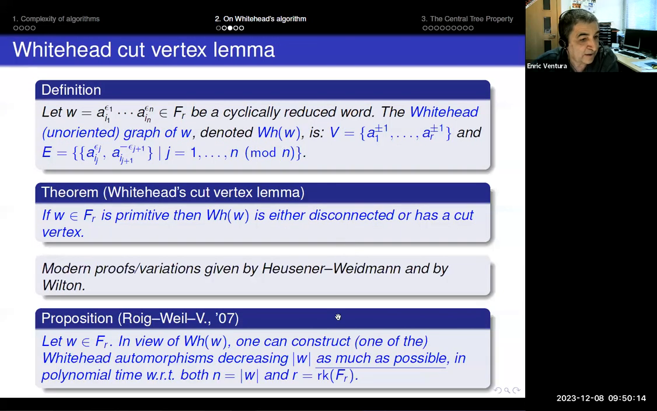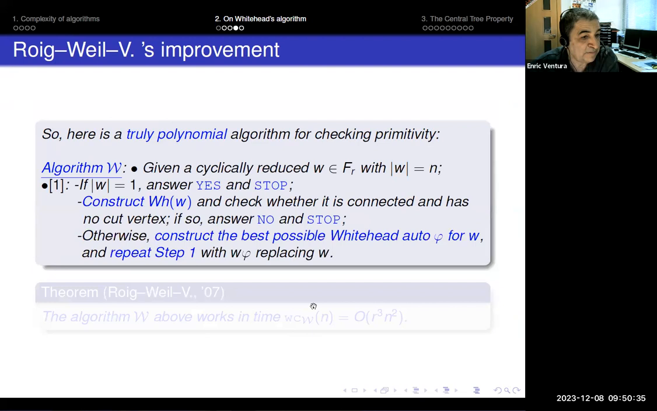So here, playing with the classical max-flow min-cut algorithm on the Whitehead graph, we can cook the best possible Whitehead automorphism for our word in polynomial time, really in terms of n and r. Okay, and then this improves the classical Whitehead algorithm. Just instead of checking all the Whitehead automorphisms, just construct the best one and apply it. If you go down to length 1, then you were primitive, and if not, you are not primitive.